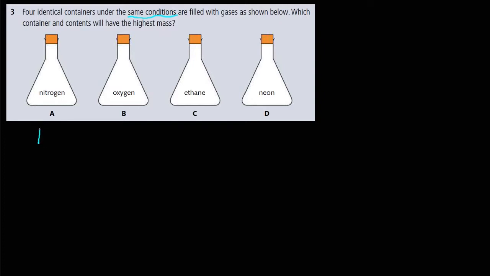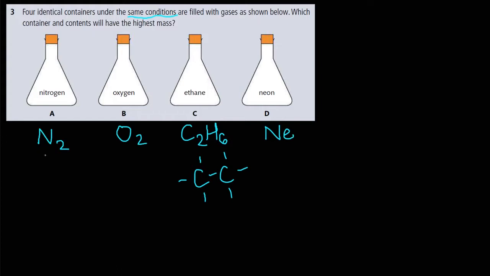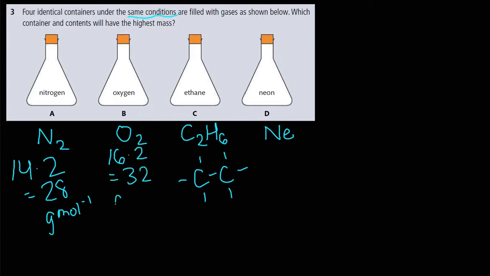So what we want to do is write out all of these compounds and figure out their molar masses. Ethane would be C2H6, because eth would be 2 carbons and then 6 hydrogens because they're all single bonded, and then neon would just be Ne. So N2 would be 14 times 2, which would equal 28 grams per mole. Now let's check out oxygen. Oxygen would be 16 times 2, which equals 32 grams per mole.